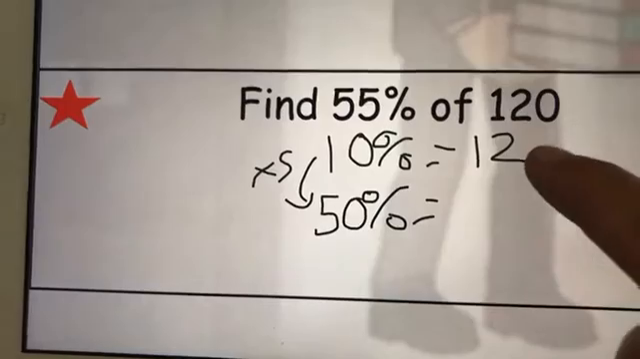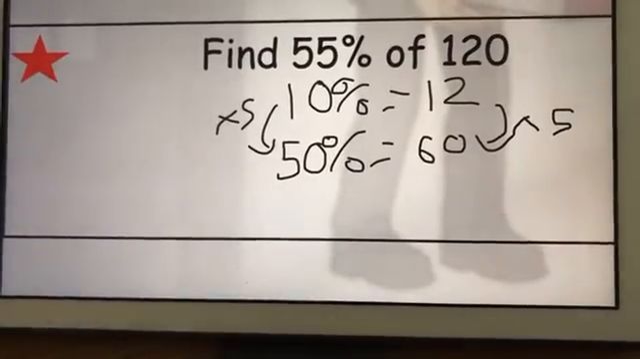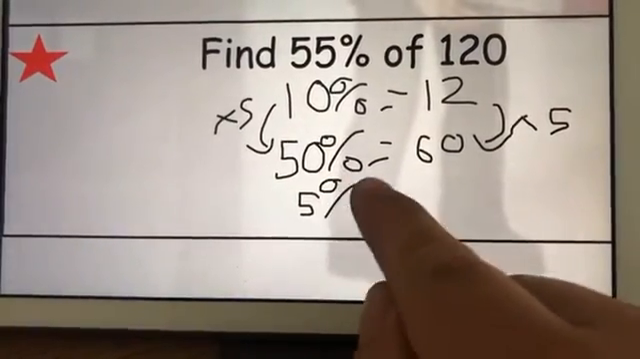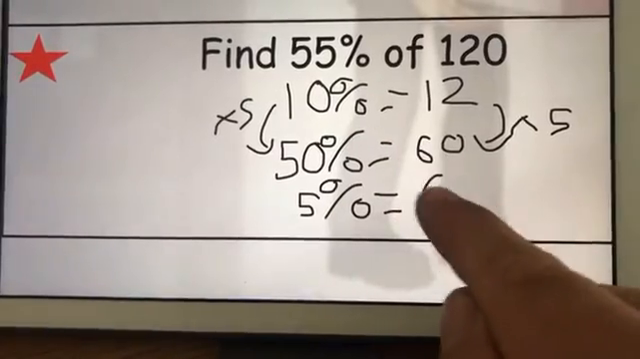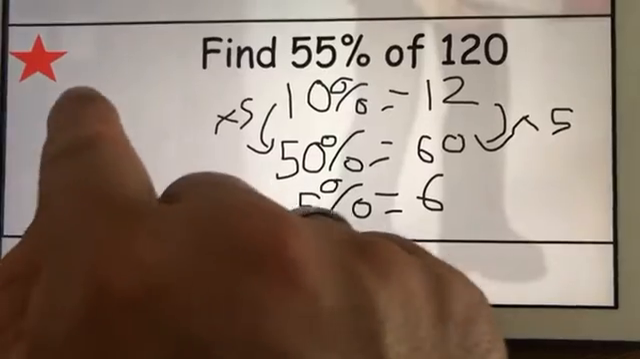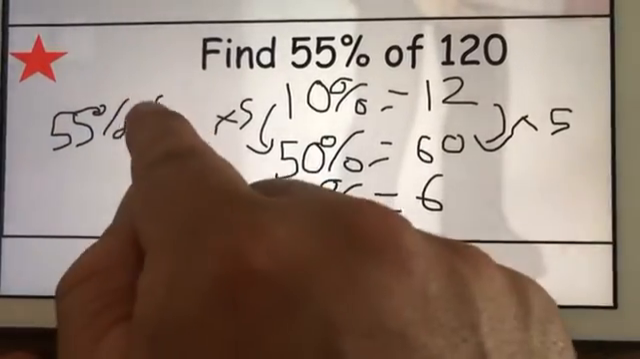I'm going to times both sides by 5. That times 5 is 60. Then I need 5% as well. In order to find 5%, I've got to do 10% and half it. Half of 10% is 6. If I add those two together, 55% is 60 plus that 6, which is 66.